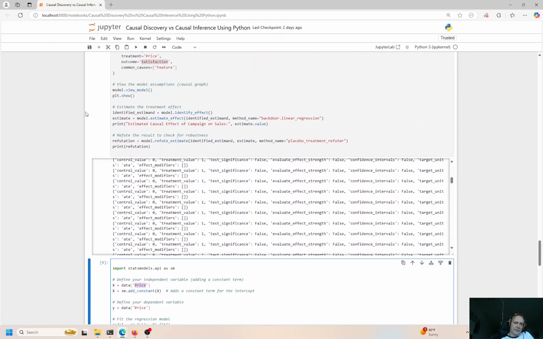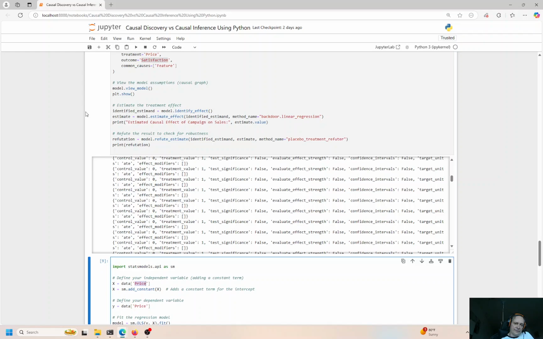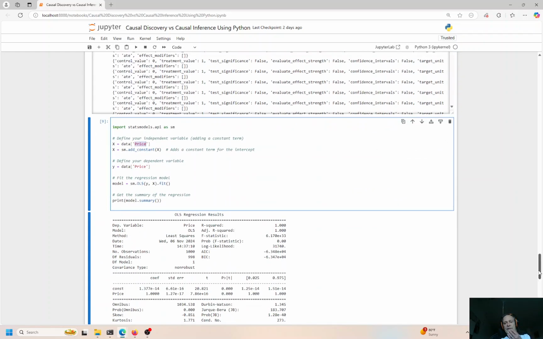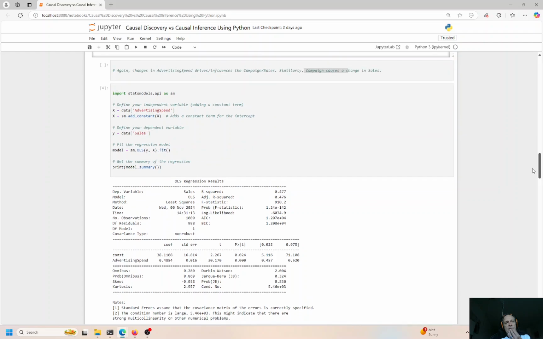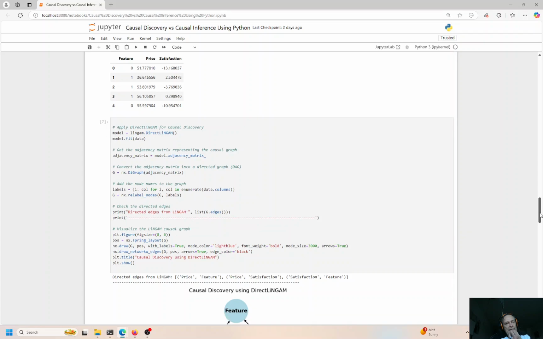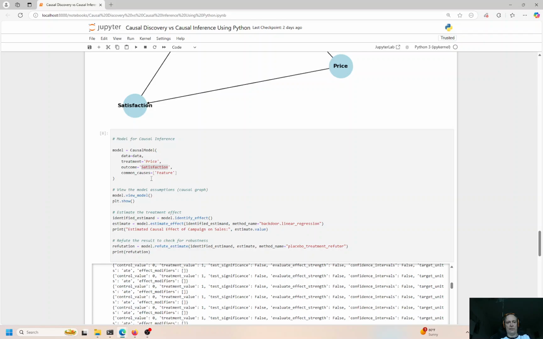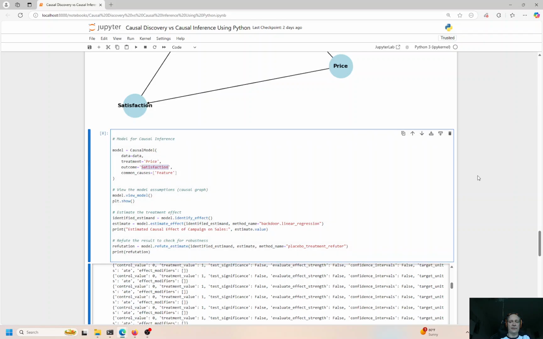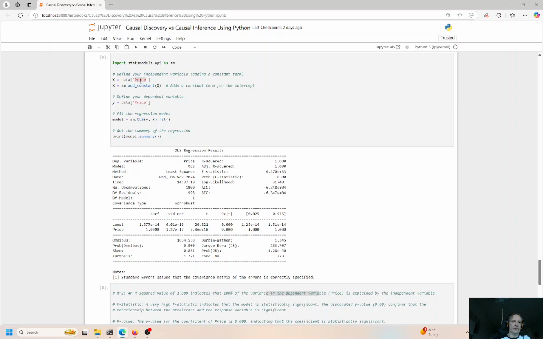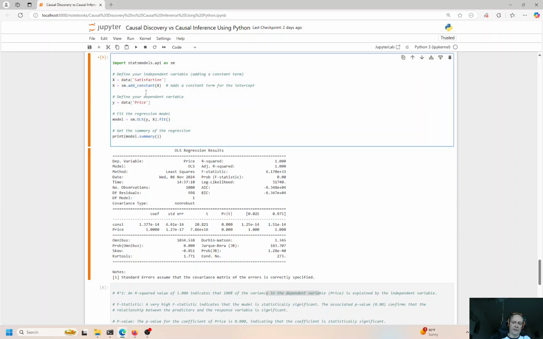Did I actually do that? Hang on. Price satisfaction. Let me look at the other example I had here. Did I actually do it wrong? AdvertisingSpend. Oh yeah. Satisfaction, right? Okay. Sorry, I just caught a mistake. Okay, let's fix it. That's why it's 100%.